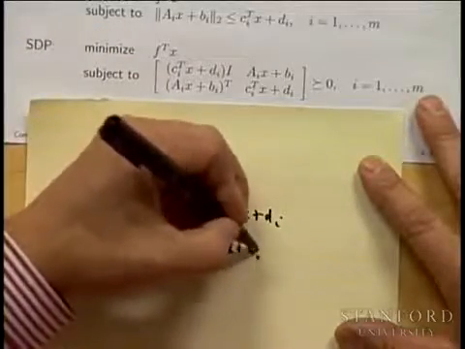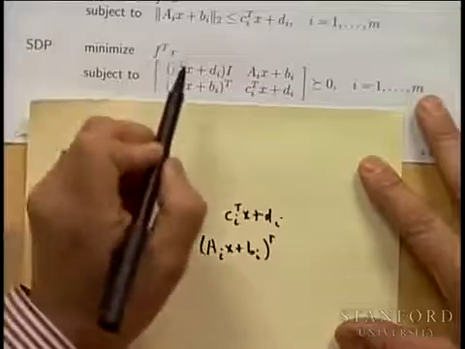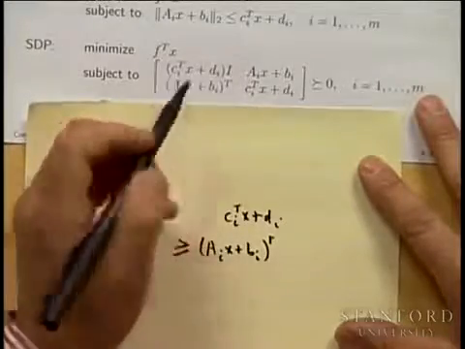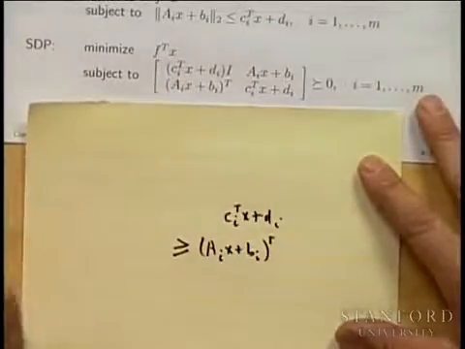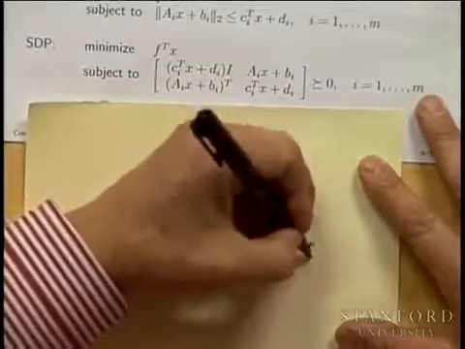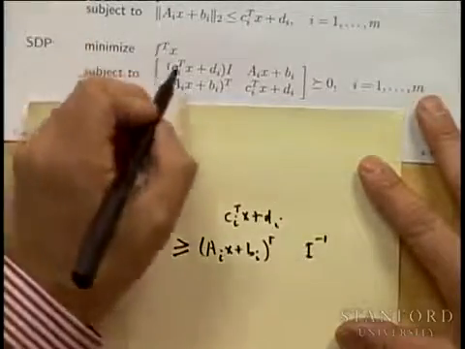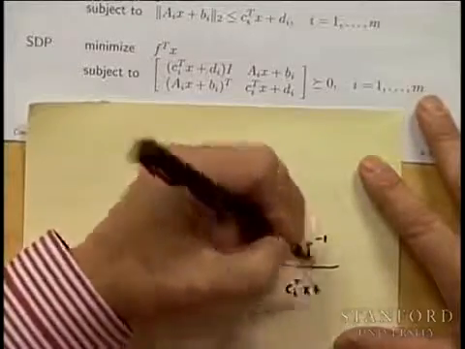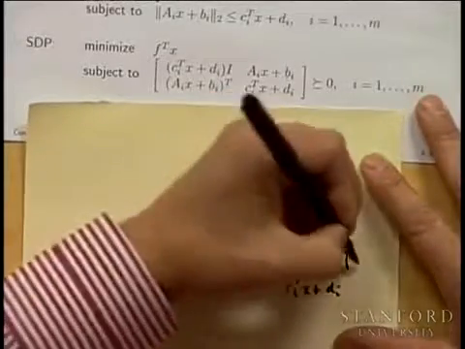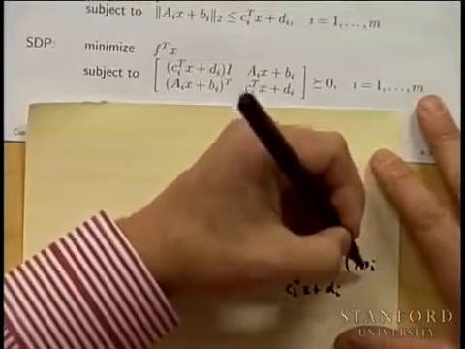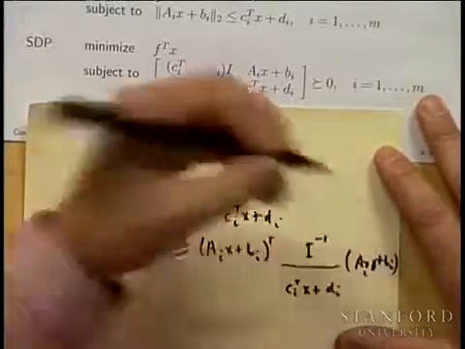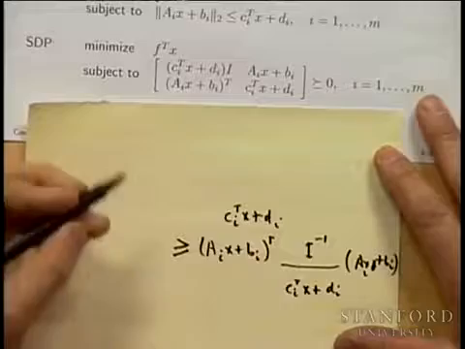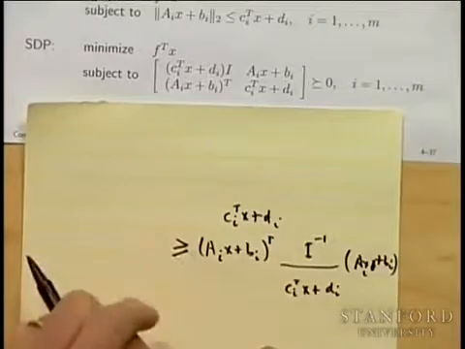Ai x plus bi transpose times the inverse of this guy. Well, that's I inverse. I'll just leave it as I. Well, sure, I'll just put I inverse here. Why not? And then that's a scalar, so I will put that down here. I'm using a loose parsing here. And then times Ai x plus bi, and that is that term. Okay? So everybody see this inequality?